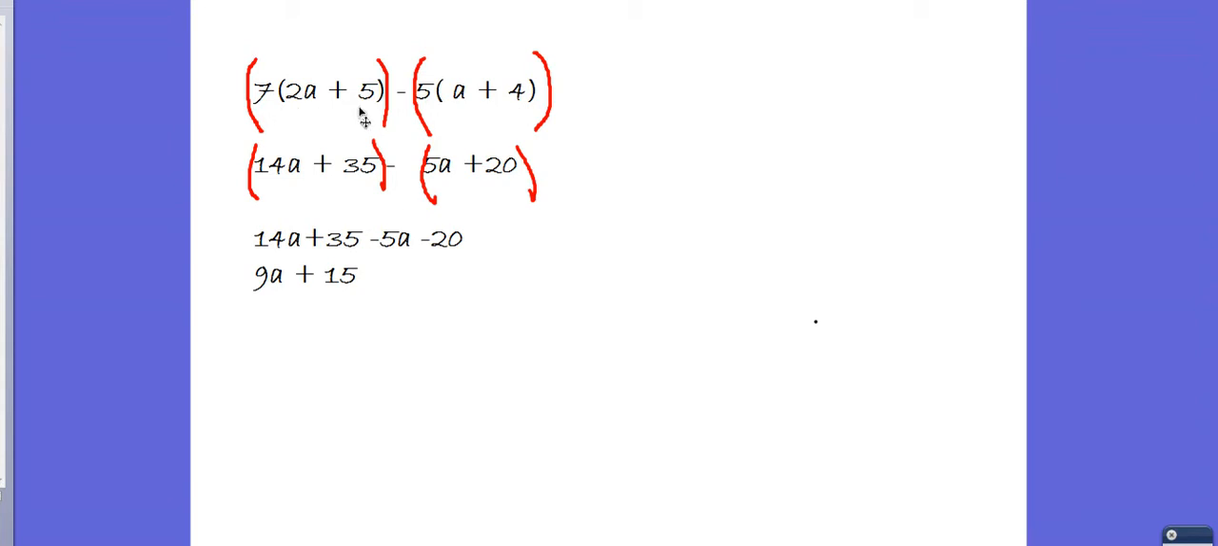So the 7 groups of 2a plus 5, at this stage you know that's going to be 14a plus 35. We're going to take away the 5 groups of a plus 4, which you know is 5a plus 20. So that's 14a plus the 35, take away the 5a, and we're going to take away the plus 20 as well. You know taking away plus 20 is the same as just taking away 20. So we're left with 14a plus 35 minus 5a minus 20, and that will give you 9a plus 15. But this really isn't a great way to do it, so let's have a look at a slightly different way to think about it.